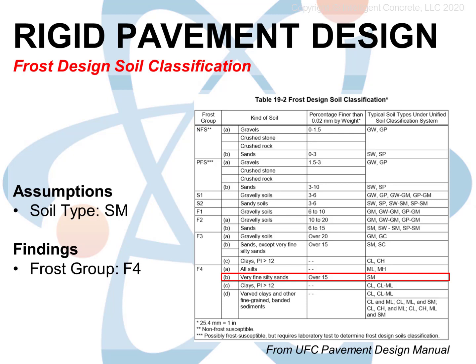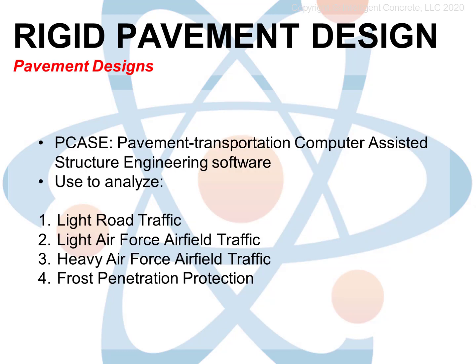In order to design for frost protection, we must determine the frost group our soil falls into. Since our soil is a fine silty sand classified as SM, our soil's frost group is F4, and this is the most frost susceptible group. Fortunately, we have straightforward methods to mitigate this kind of frost damage, and we will get into that in a few minutes. For now, though, we're going to start with a basic rigid pavement design.